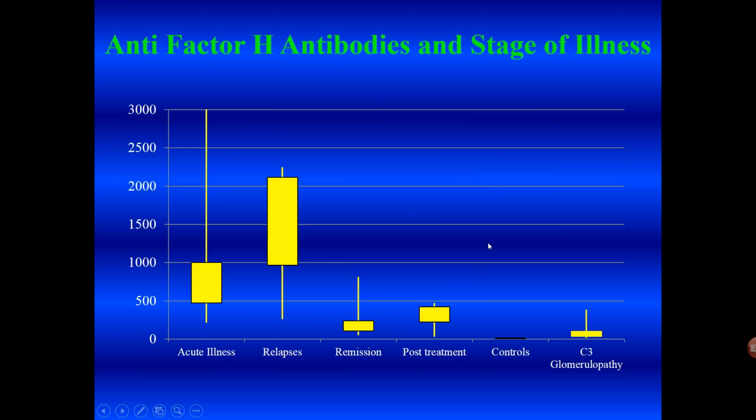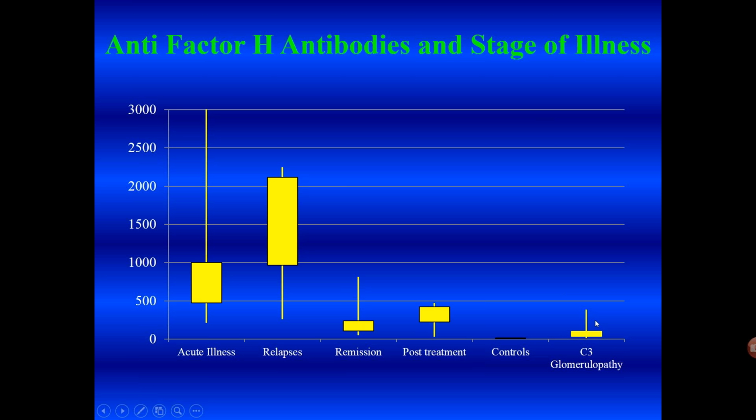When we looked at titers in various conditions, what we found was the highest titers came during relapses, severe relapses, followed by acute phase. They tended to drop in remission and sometimes rose subsequently without a clinical illness, but they were always much higher than controls. And when we looked at a group of patients who had C3 glomerulopathy, we found much lower levels of antibodies.